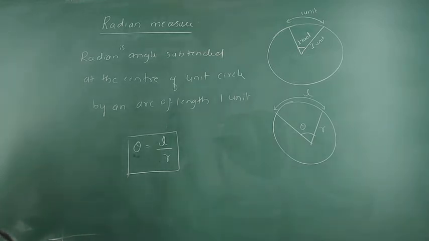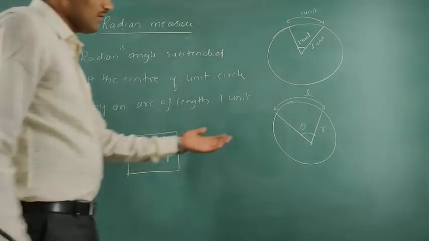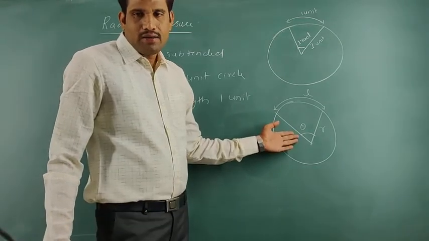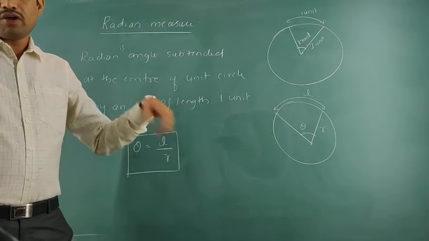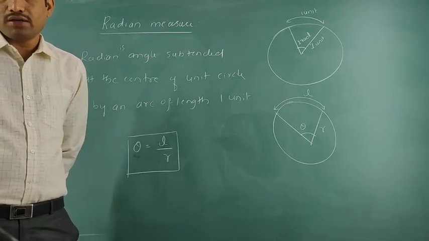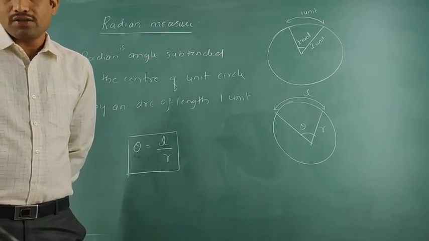Sir, tell once again, how did we get that theta? No, this theta is the angle. How you define this angle in radians: this radian measurement is used in rotation. When a body is moving in a circular direction, how to find that angle in radians, right?